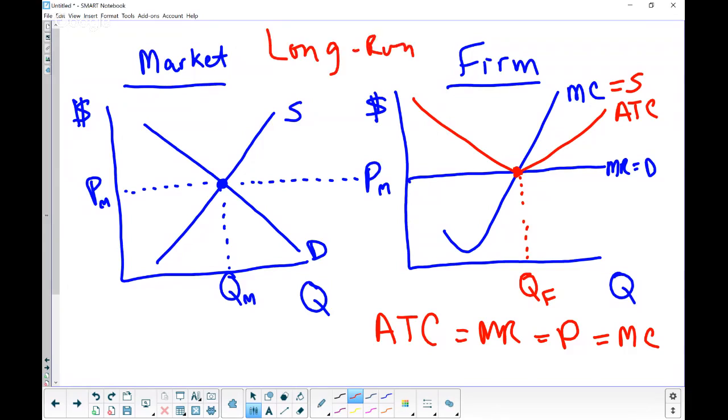How are we doing with long run? Everybody feel all right with long run? Because we're going to change this and we're going to make this into the concept here. If we look at a loss versus a profit. Okay, a loss versus a profit.